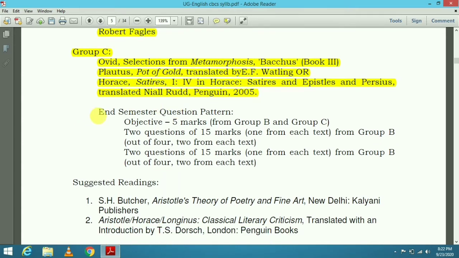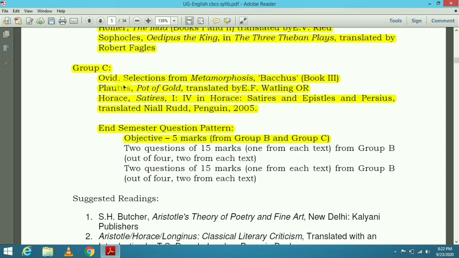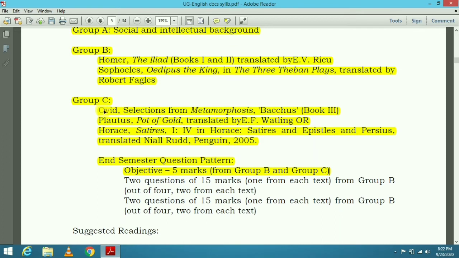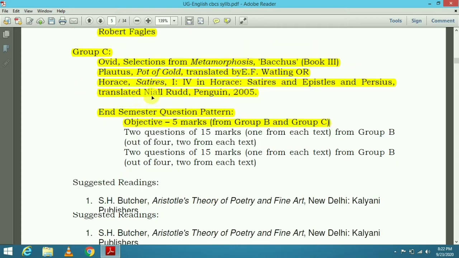Now let us look at the end semester type of questions. Here in the end semester questions, look, objective 5 marks from Group B and Group C. So in Group B and Group C combined, you will be given objective questions of 5 marks, I mean 5 questions, and each question will be of 1 mark.